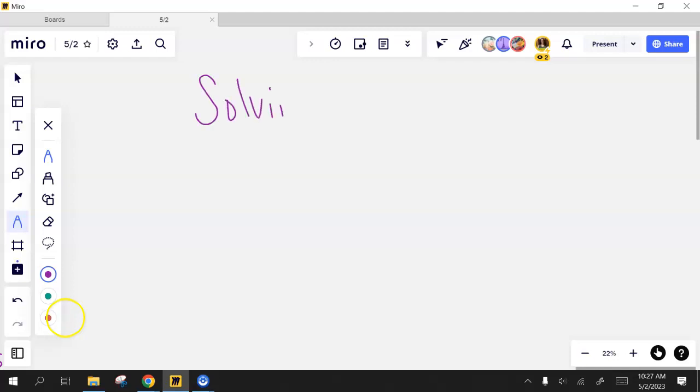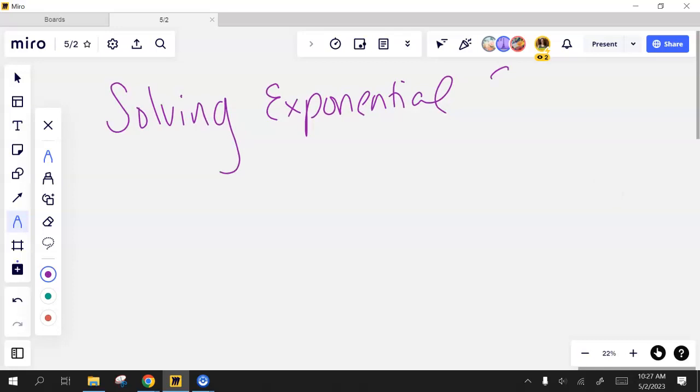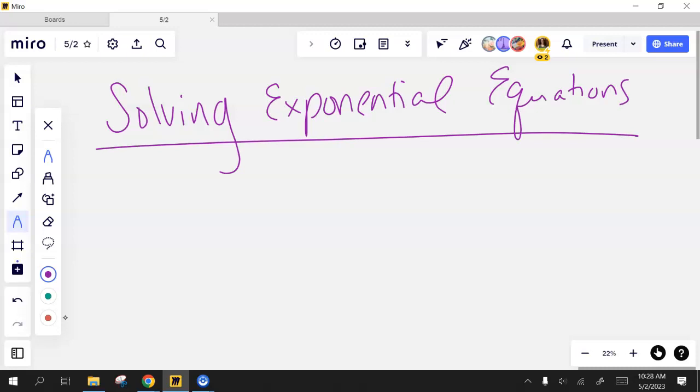So yesterday we graphed. Today we're solving. We're going back algebraic. All right, this can get sticky, so stay with me. I'm going to try to explain it in the simplest terms that I know.